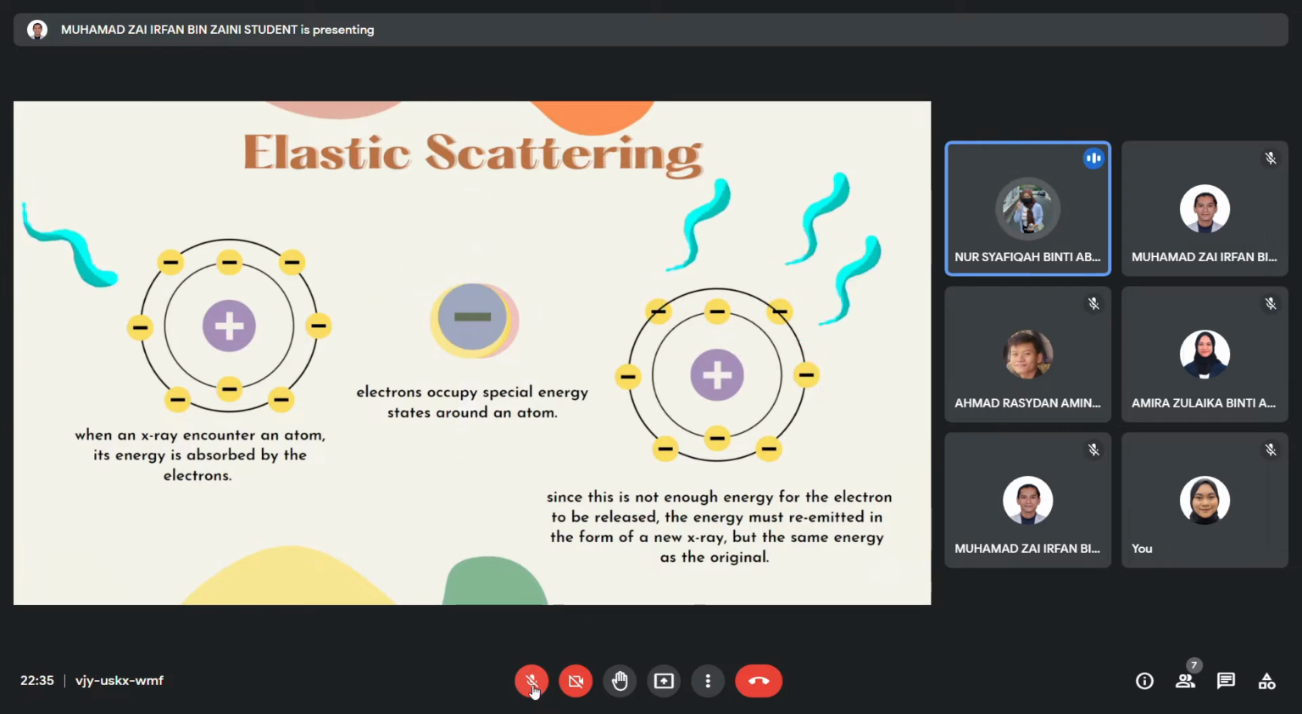When an X-ray encounters an atom, its energy is absorbed by the electron. The electron occupies a special energy state around an atom. Since this is not enough energy for the electron to be released, the energy must be re-emitted in the form of a new X-ray, with the same energy as the original. This process is called elastic scattering.